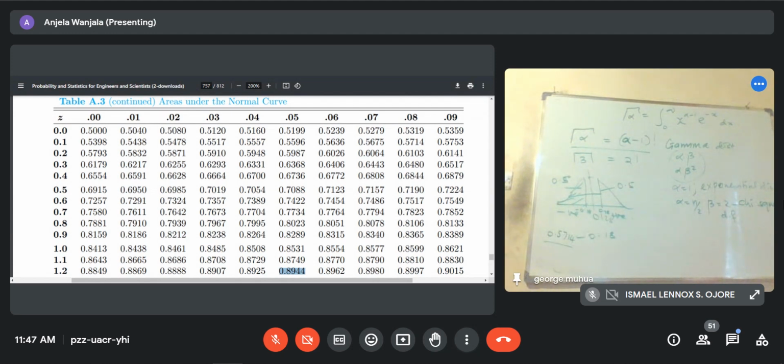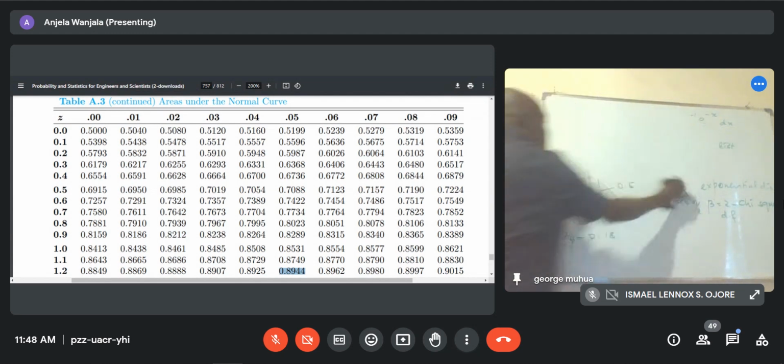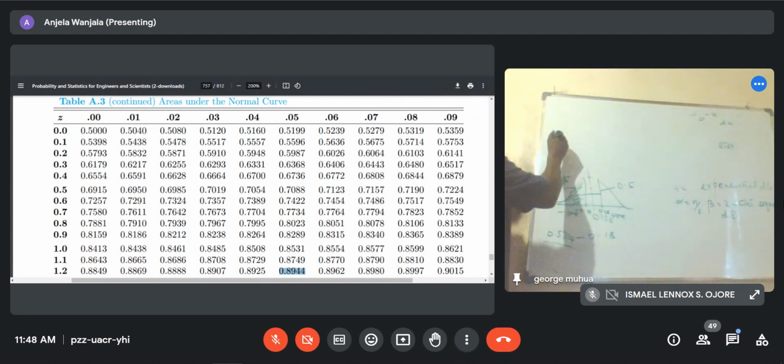So what do we do? This area is the area we want, the left of negative 0.18, but we've already gotten 0.5714. I don't know whether I'm clear. If I'm not, let me repeat. Let me sketch.